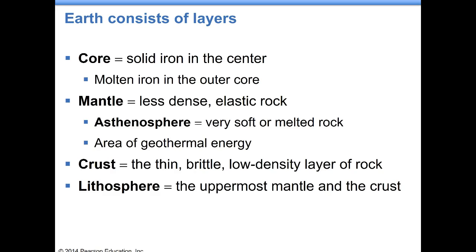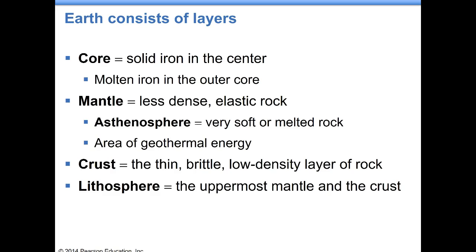Okay, so then we have the mantle. The mantle is next to that core. It's less dense, and it's what we call elastic rock, elastic because it can move. That mantle can move. My pronunciation of this next word, I massacre it every time I say it. The asthenosphere is in with that mantle as well, and this is very soft or melted rock, and this is where geothermal energy is going to come from.